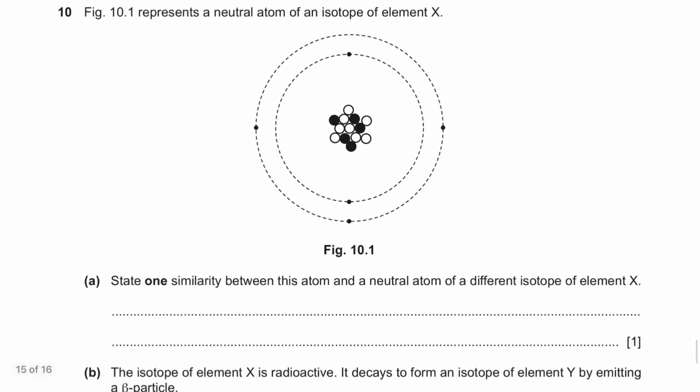Question 10. Figure 10.1 represents a neutral atom of an isotope of element X. Part A. State one similarity between this atom and a neutral atom of a different isotope of element X. Now it doesn't matter what this diagram looks like, you just need to know the similarity between a neutral atom and an isotope. An isotope is an atom with different number of neutrons, but same number of protons. So just write that a neutral atom has an equal number of electrons and protons.